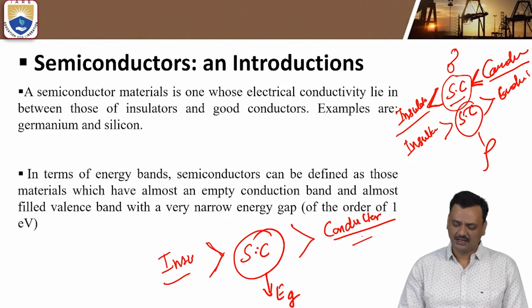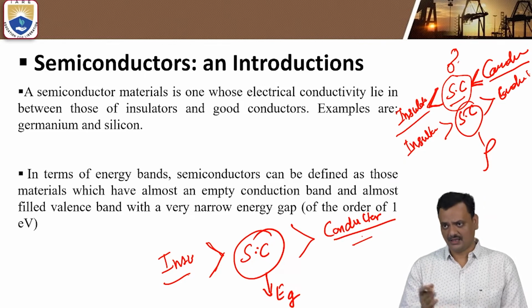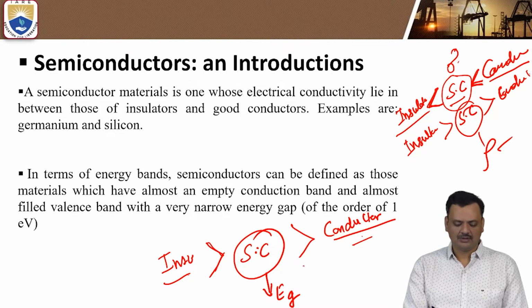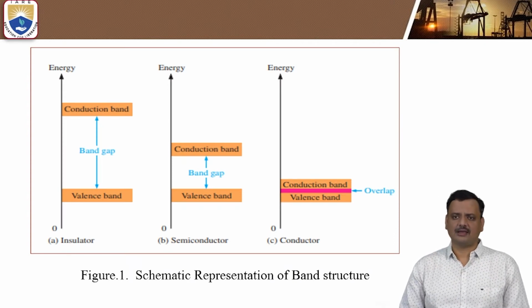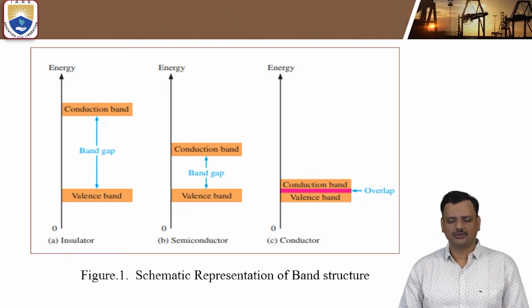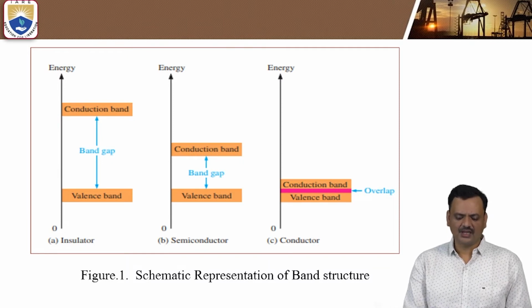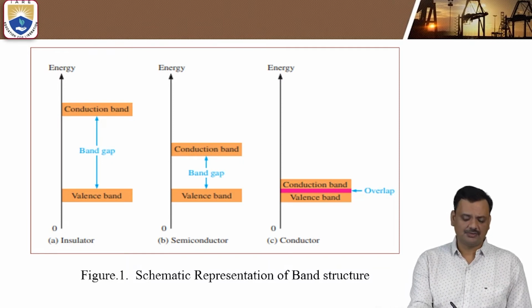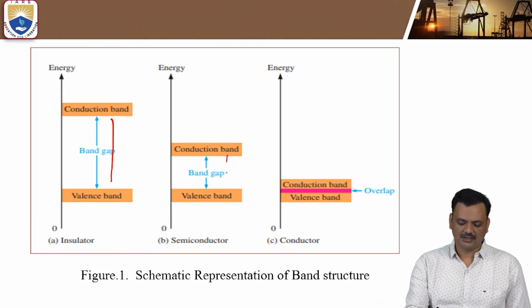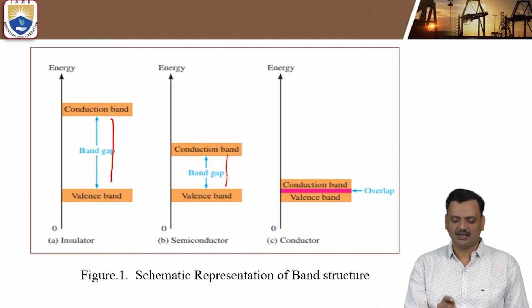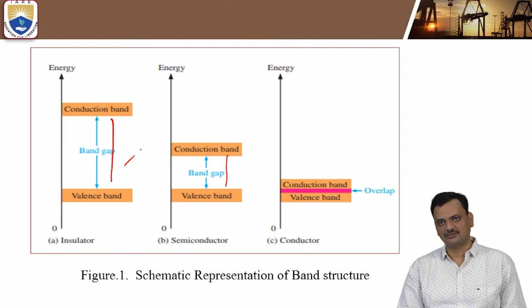Either on the basis of conductivity, sigma, or on the basis of resistivity, or on the basis of energy band gap. Okay. So here, from a pictorial diagram, I am trying to show the difference between conductor, semiconductor and insulator. Here you can see in the case of an insulator, the band gap value is too high, but in the case of a semiconductor, the band gap value exists but is less than in the case of an insulator.